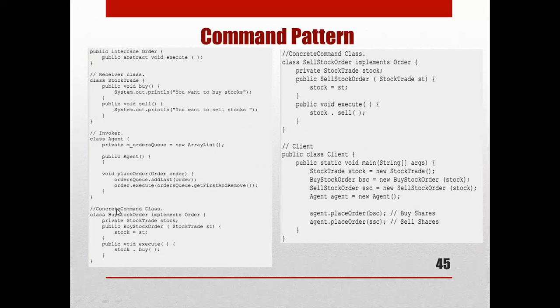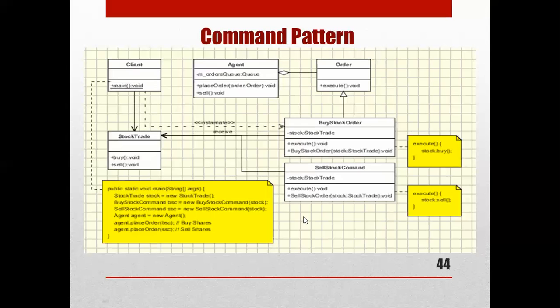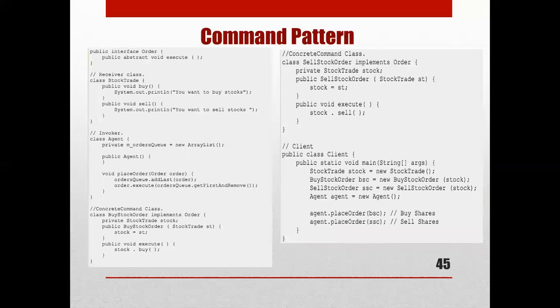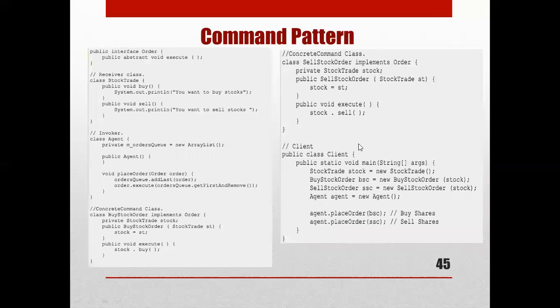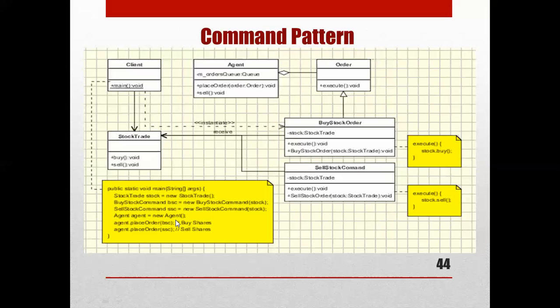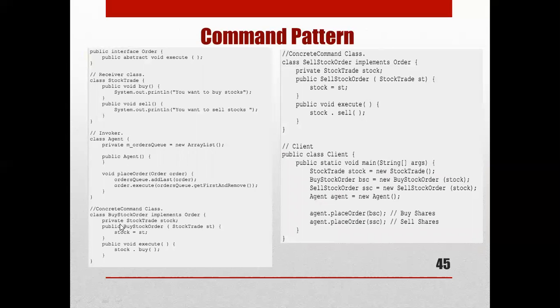Then the next one is the concrete command class. Here you can see the concrete command class. That one is buy stock order. This is the concrete class here, buy stock order. And this class will implement the interface order, having some private attributes and public attributes like private stock trade stock.